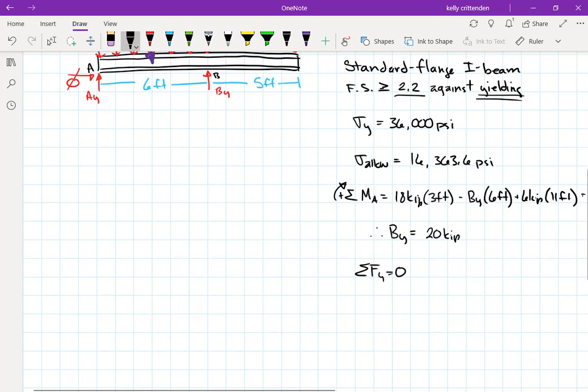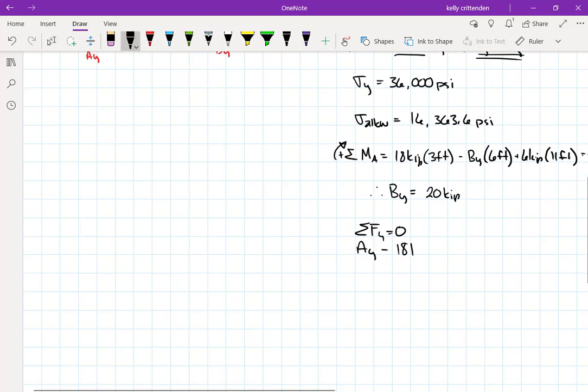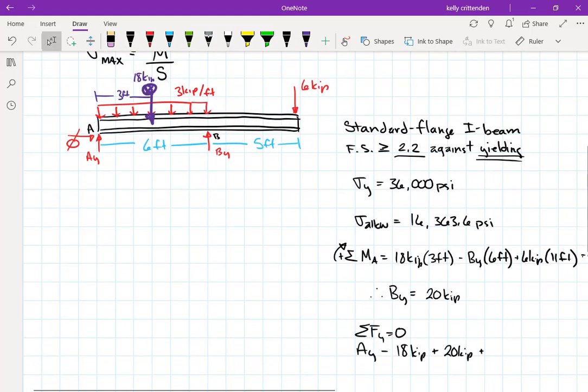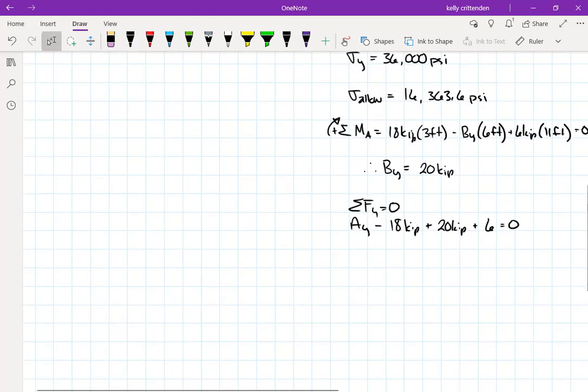So AY goes up, so plus AY minus the purple concentrated force, 18 kips, plus BY, which was 20 kips, plus the 6 kips at the end of the beam, which maybe that's point C, so plus 6. So we have 26 going down, and we also have 18 going the other way too, so we actually have just enough. Oh, right, and that should be 6 kips. All right, so AY is going to only be 4 kips.